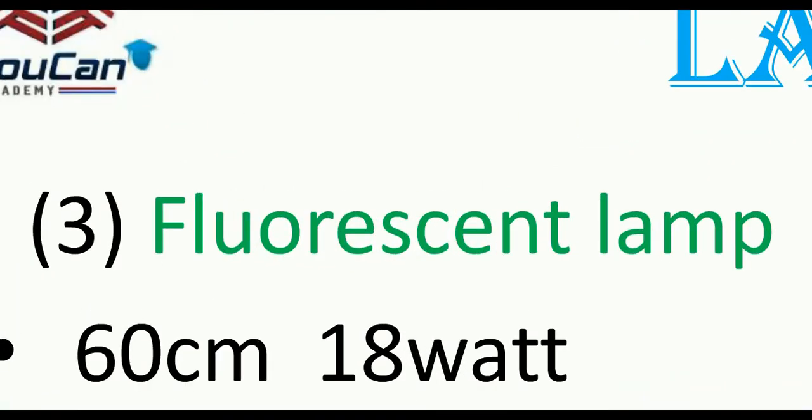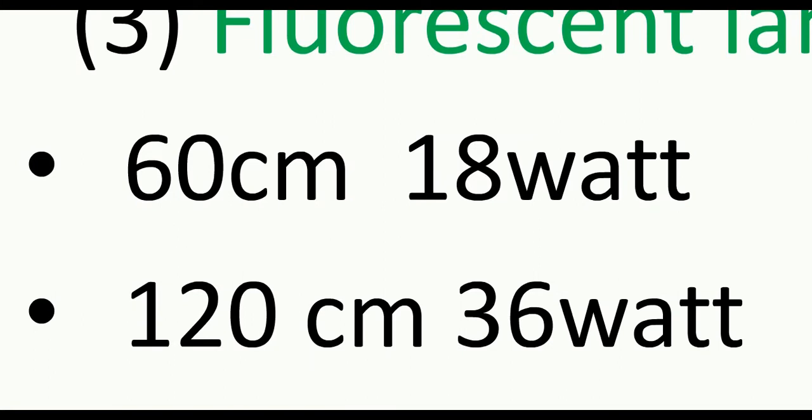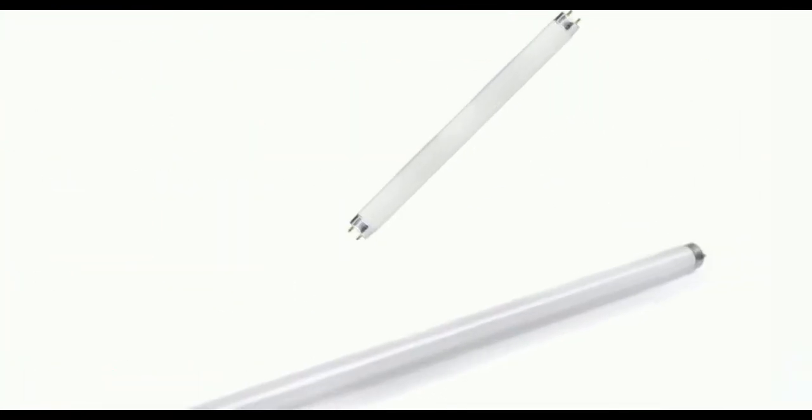The third lamp is the fluorescent lamp, and the fluorescent lamp has two sizes. The first one is 60 centimeter, so its power is 18 watt, and the second one is 120 centimeter, and its power is 36 watt. So these are the two sizes. This is the smaller size and this is the larger size.